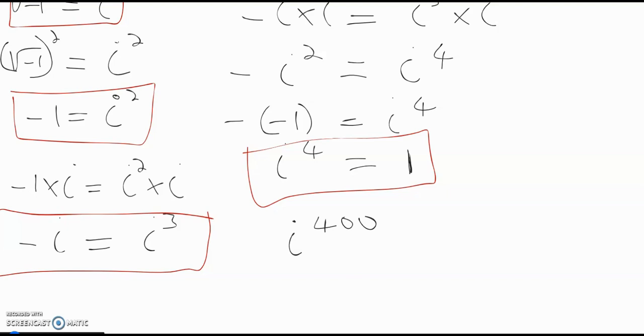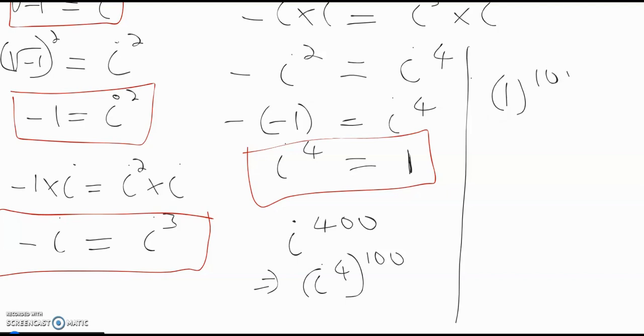Now, of course, we know that 400 is definitely divisible by 4. So by laws of indices, I could actually write this as i to the 4 raised to 100. Now, we know that i to the 4 here is +1. So what I would end up with is 1 to the 100, which of course 1 raised to any power is still +1. Now, of course, that was pretty straightforward. Let me get a different example.